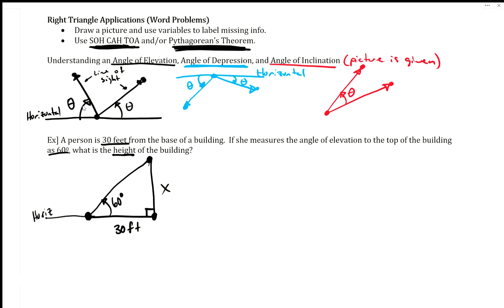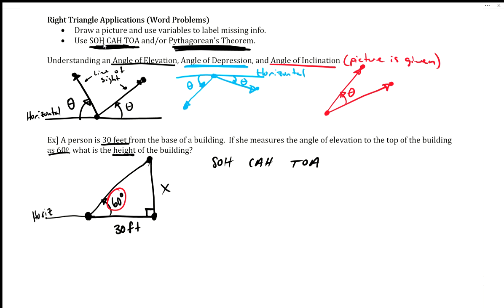Now that we have a right triangle, I can either do SOHCAHTOA or Pythagorean's theorem. Well, Pythagorean's theorem doesn't look like it's useful because I only have one side, so that means it's a SOHCAHTOA problem. So if I have an angle, I can use SOHCAHTOA. Based on the angle, 60 degrees, I could find the missing angle. The missing one was 30, but I'm not even going to mark it.